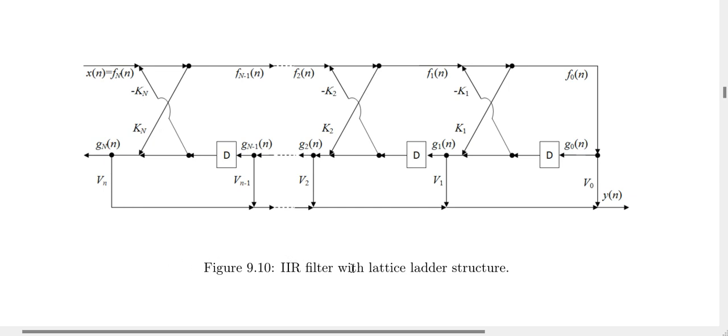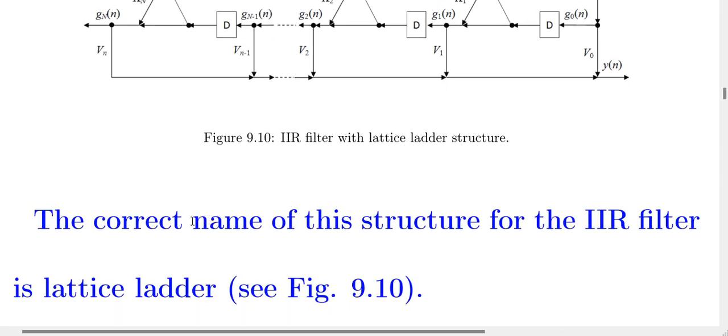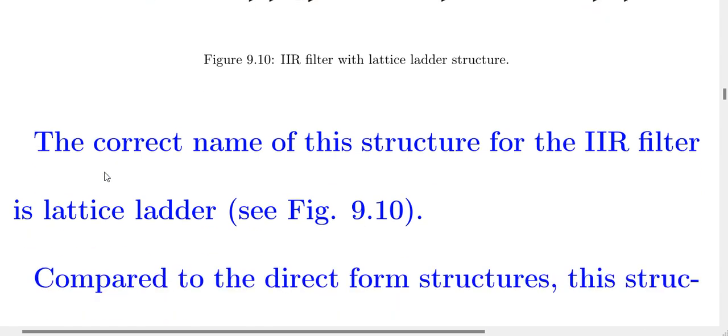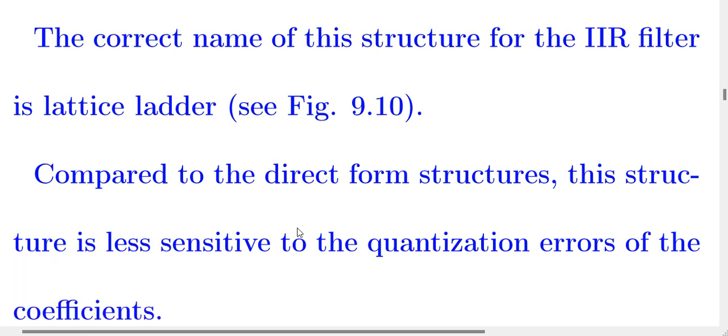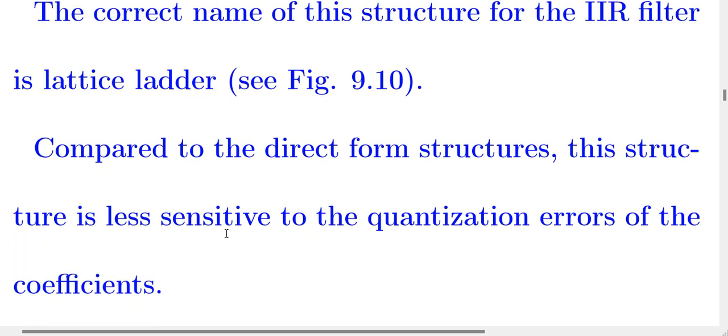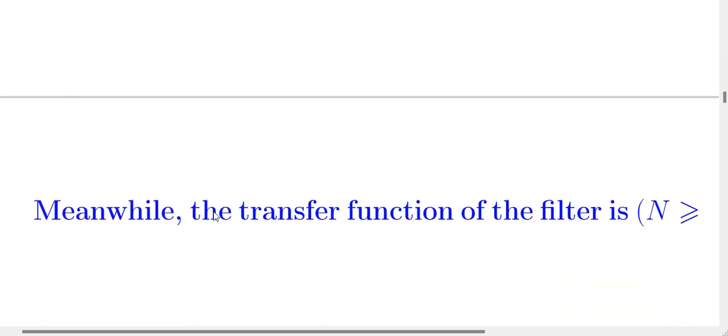Now, IIR filter with lattice ladder structure. The correct name of this structure for the IIR filter is lattice ladder. Compared to the direct form structures, this structure is less sensitive to the quantization errors of the coefficients.